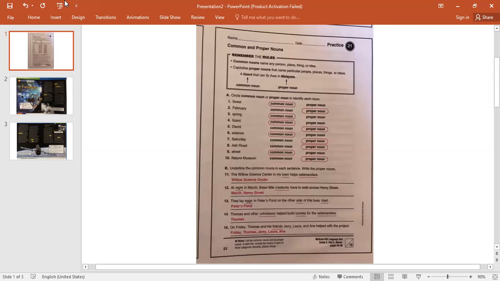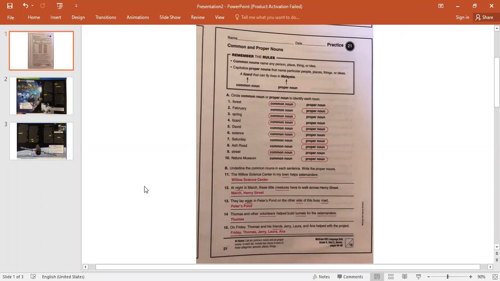All right, now part B. So underline the common nouns in each sentence and write the proper nouns. So in number 11, we have the common nouns town and salamanders. All right, but we have the proper noun Willow Science Center. All right, so write the proper noun on the line.